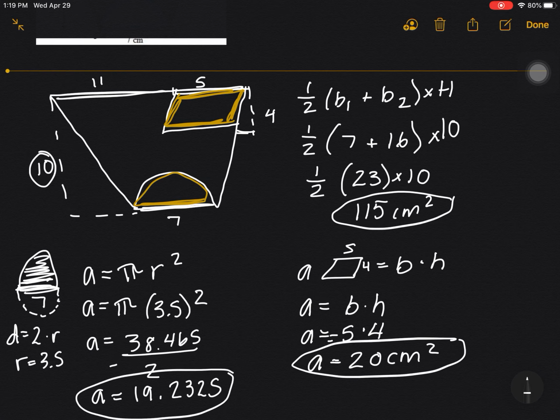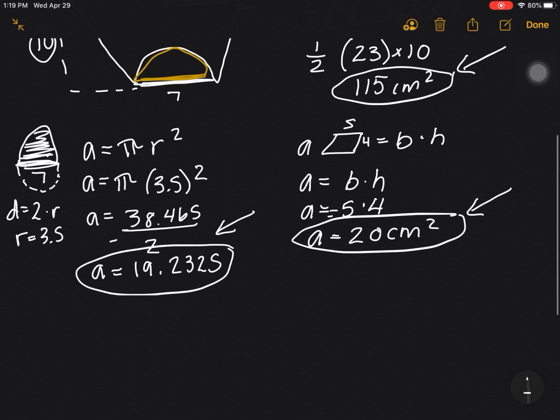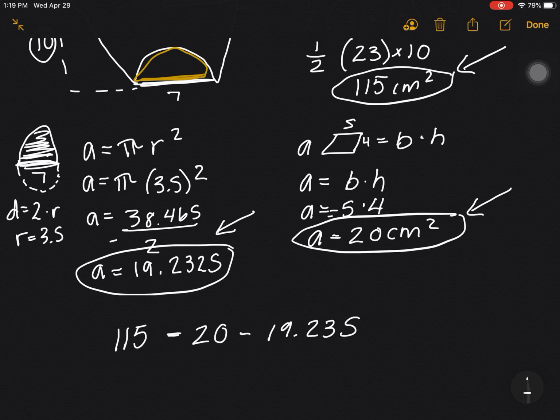When we divide that area by 2, we're going to get 19.2325. Now, we've got our area up here is the trapezoid, the entire thing. Our area here is the parallelogram, and our area here is our semicircle. So now we want to use these numbers. We want to take the area of our trapezoid, and we want to subtract the 20 centimeters squared from the parallelogram, and we want to subtract again the 19.2325 centimeters squared from our semicircle.